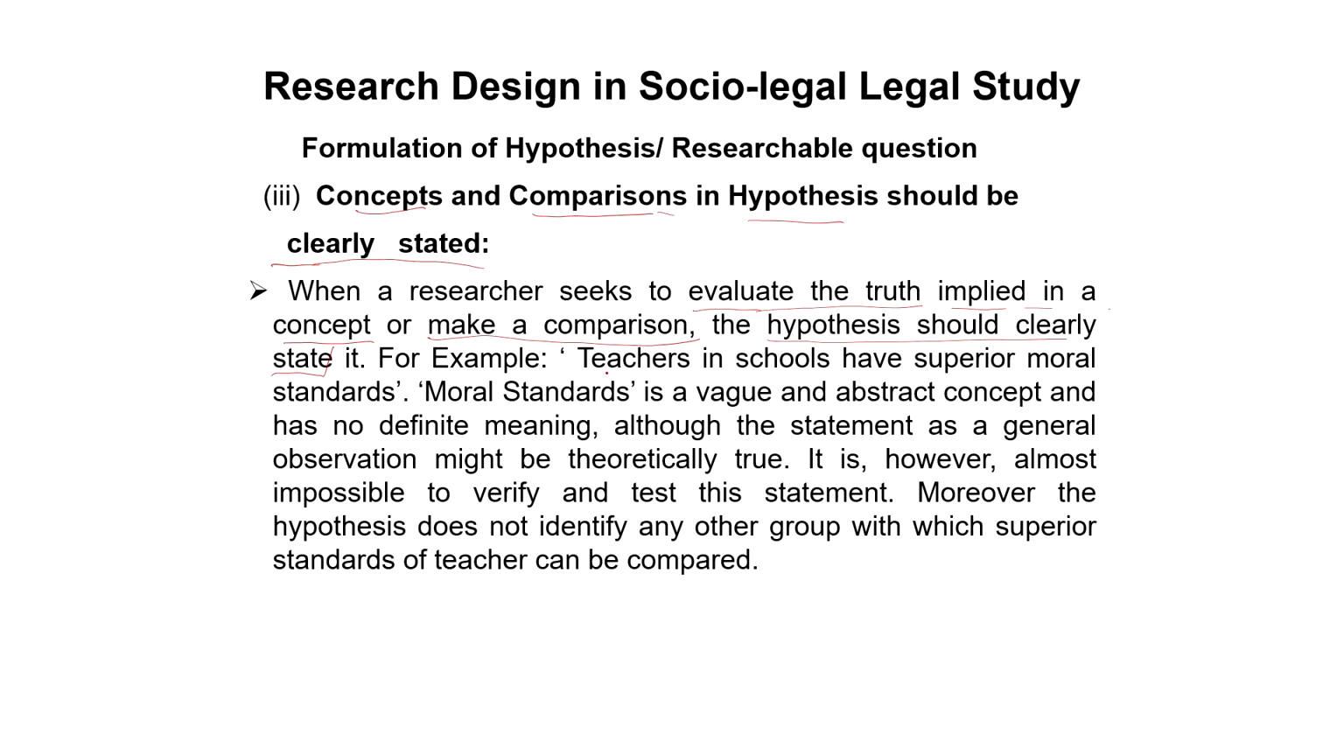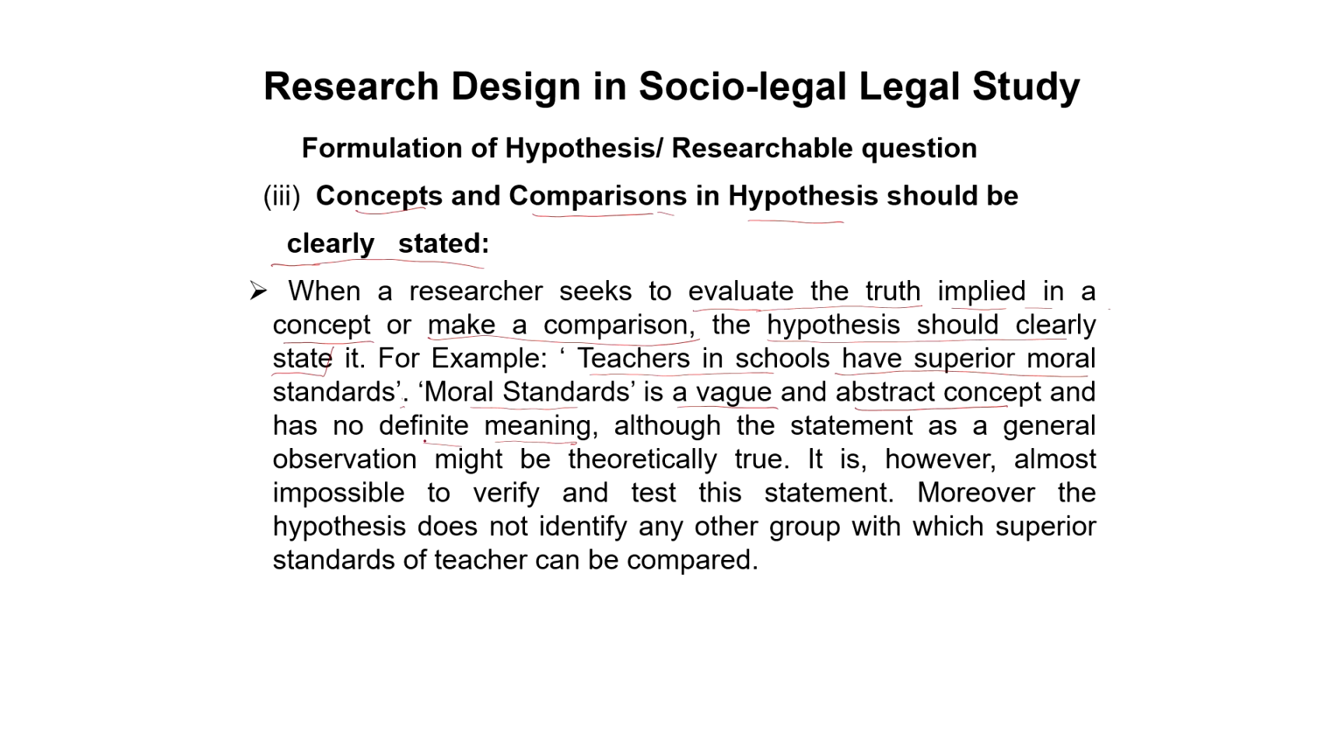So, for example, teachers in schools have superior moral standards. Now, this is the statement: teachers in schools have superior moral standards. Moral standard is a very vague and abstract concept. You cannot define moral standard in very precise or specific words. It is a very vague and abstract concept, and it has no definite meaning. You cannot give a definite meaning to moral standard.